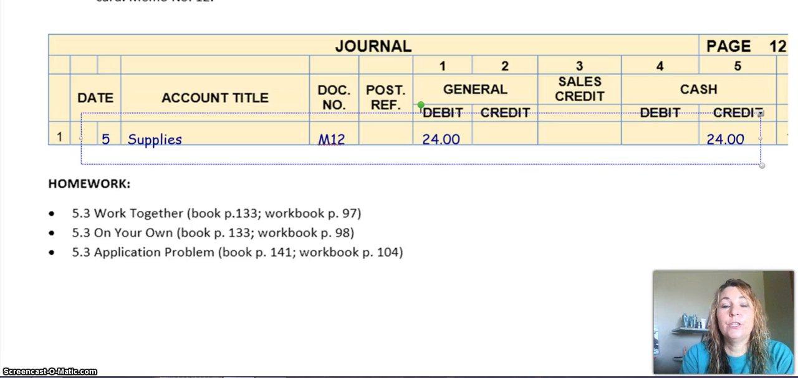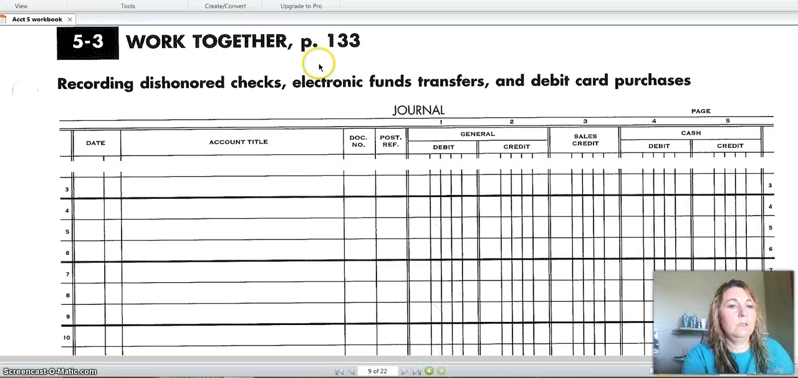And your homework that you're going to do is 5.3 application problem. In your book, you'll find that on page 141. And in your workbook, that'll be on page 104. So go ahead and get your workbook out.